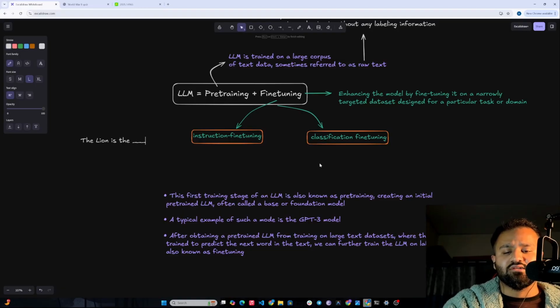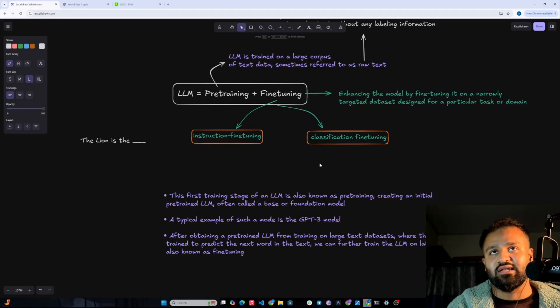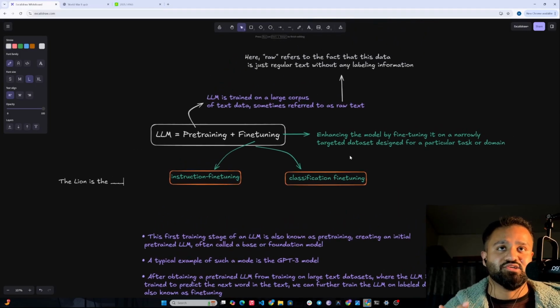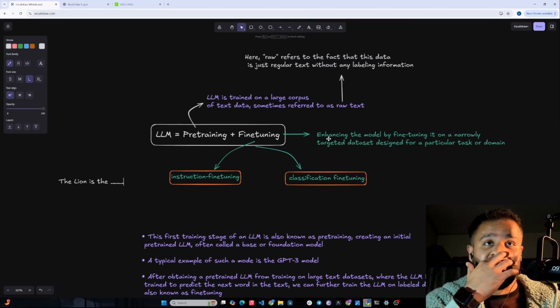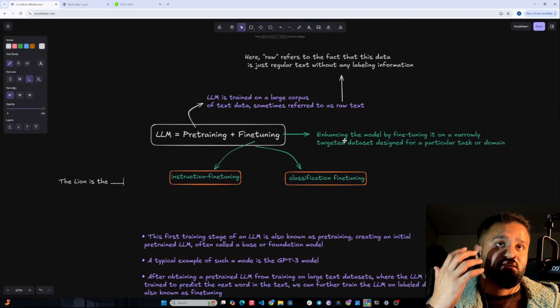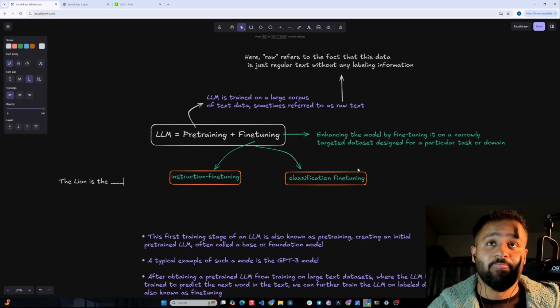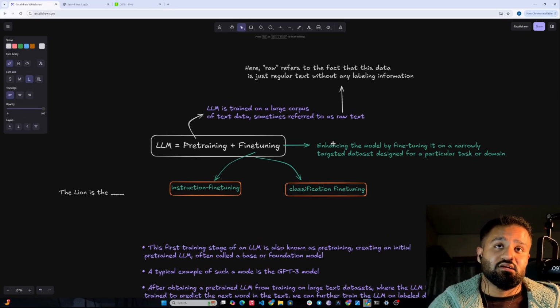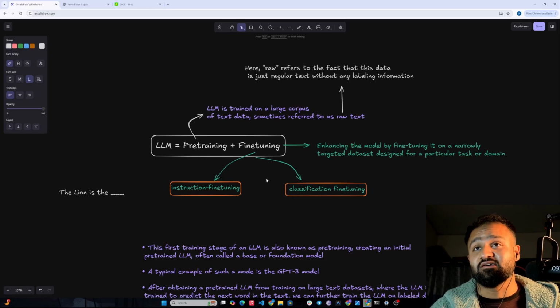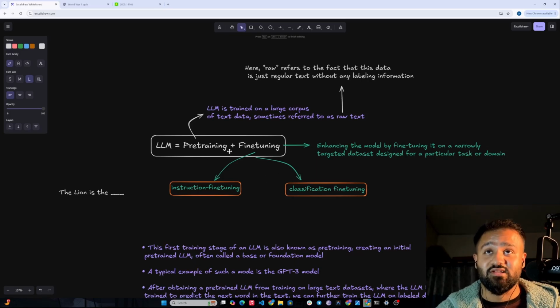So let's get onto our second topic, that is fine tuning, as I have mentioned over here. Enhancing the model by fine tuning it on a narrowly targeted data set designed for a particular task or domain. Well, that's a generic definition I've given. We haven't read the definition for pre-training as well, so let's read it.